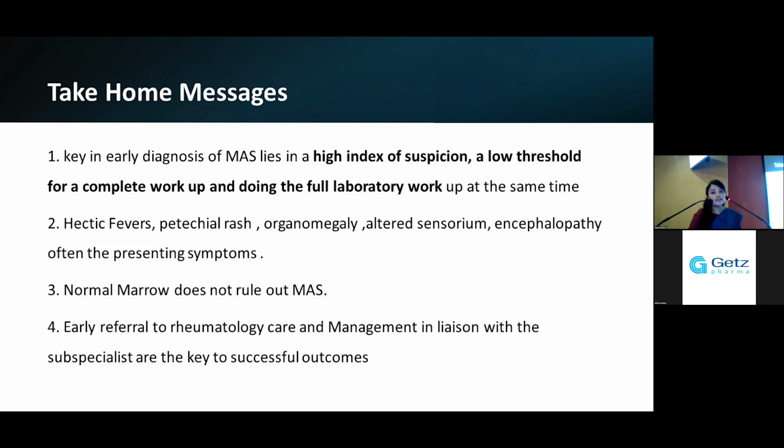Before winding up my presentation, I would like to point out some take-home messages for you all. The key in early diagnosis of MAS lies in a high index of suspicion, a low threshold for complete workup, and doing the full laboratory workup. Hectic fevers, petechial rashes, organomegaly, altered sensorium, and encephalopathy often may be the presenting symptoms. Another important point is that a normal marrow does not rule out MAS. Early referral to rheumatology care and management in liaison with the subspecialties are the key to a successful outcome.